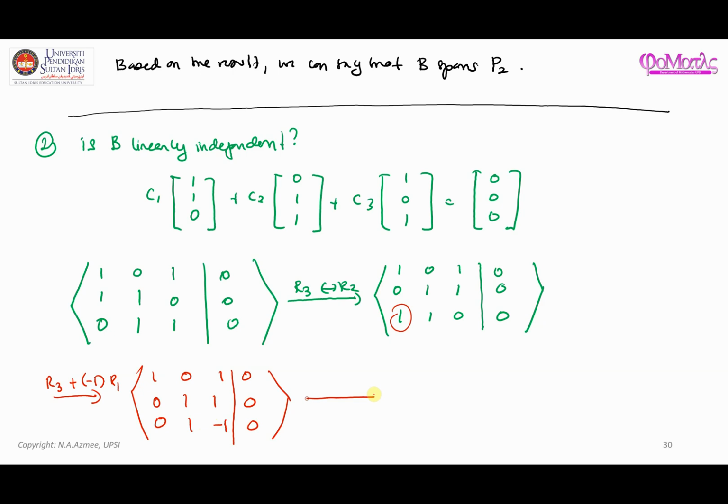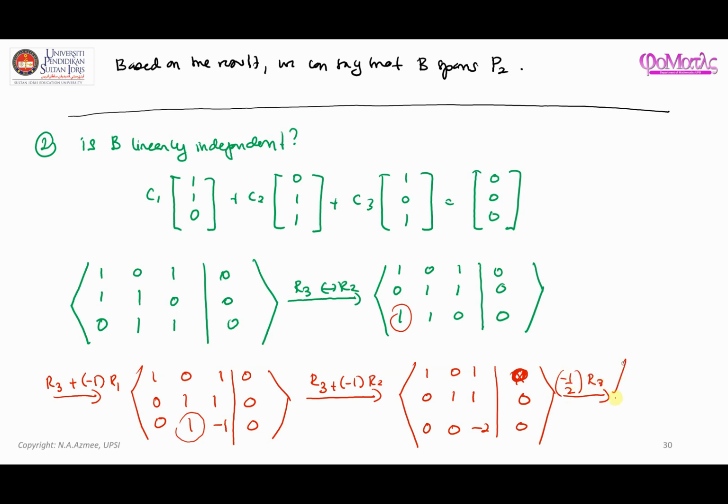And then if you do this again, for example, you want to turn this into 0, so the process here will be R3 plus negative 1 R2, and the result that you get here is going to be 1 0 1 0, and then 0 1 1 0, 0 0 negative 2, this is 0. And if you multiply the third row by negative 1 over 2, you will get 1 0 1 0, 0 1 1 0, 0 0 1, this is 0.